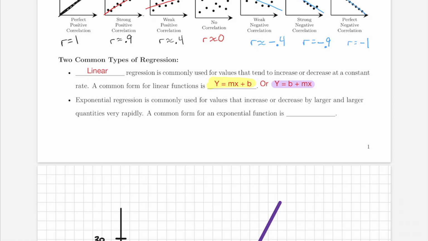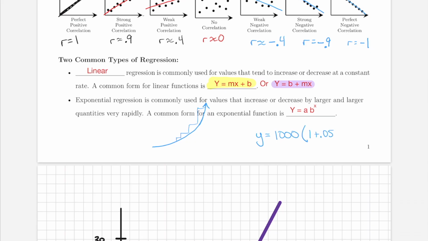Now, not all things are linear. Some models increase or decrease by larger and larger quantities. And so when you increase or decrease by larger and larger amounts, that's more like an exponential model. So we've done exponential models before. If you recall, we looked at some examples where as one value increases, another one increases at an increasing rate, right? And if you'll recall, when we talked about money, we might have had something like this.